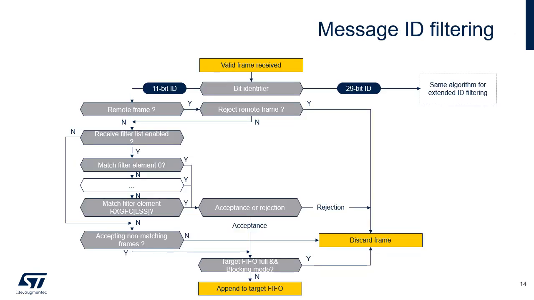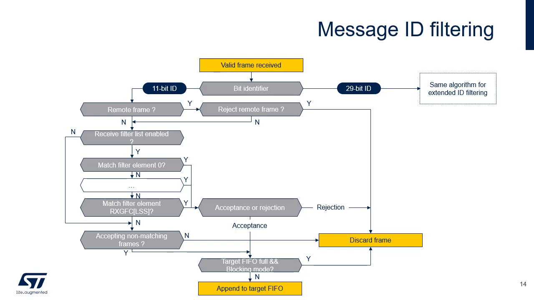This algorithm describes the filtering sequence of frames received with a standard ID. A similar approach is used for extended ID frames, though the configurations for each are handled independently. The process begins with the decision to either accept or reject remote frames.